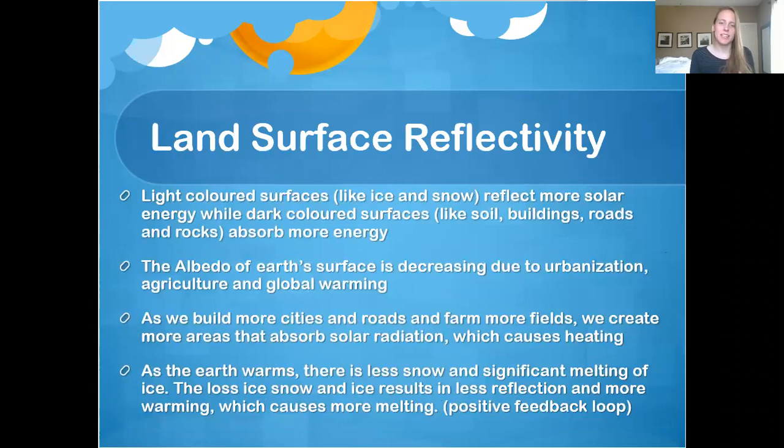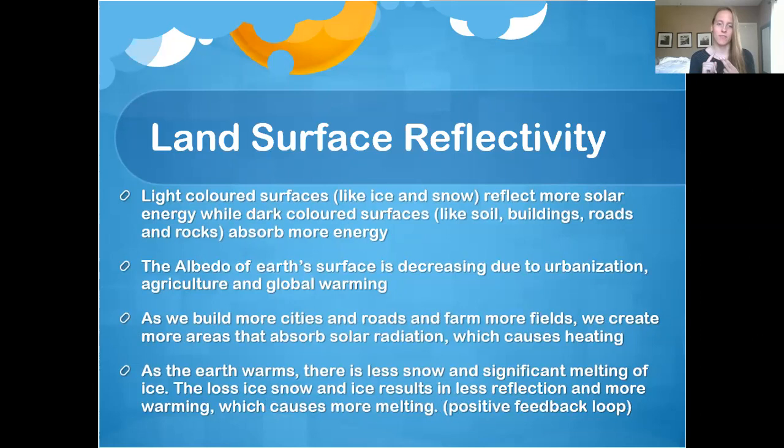So reflectivity, again: light colored surfaces are going to reflect more, so they have higher albedo. Dark colored surfaces absorb more, therefore have lower albedo. The albedo of Earth as a whole is decreasing due to a couple different factors. One is urbanization, which is essentially the building of more urban areas, which just means more parking lots, more roads, more dark buildings, all of that kind of stuff. Even the shingles on roofs of houses tend to be dark.